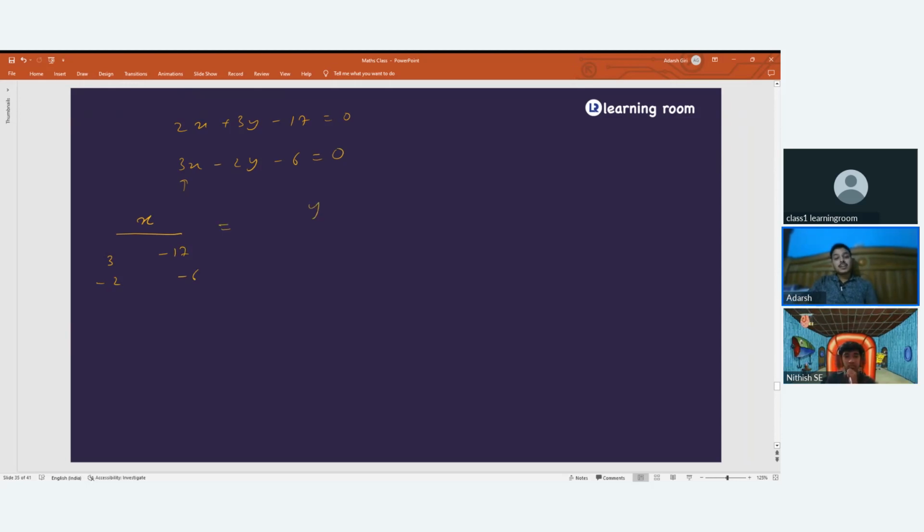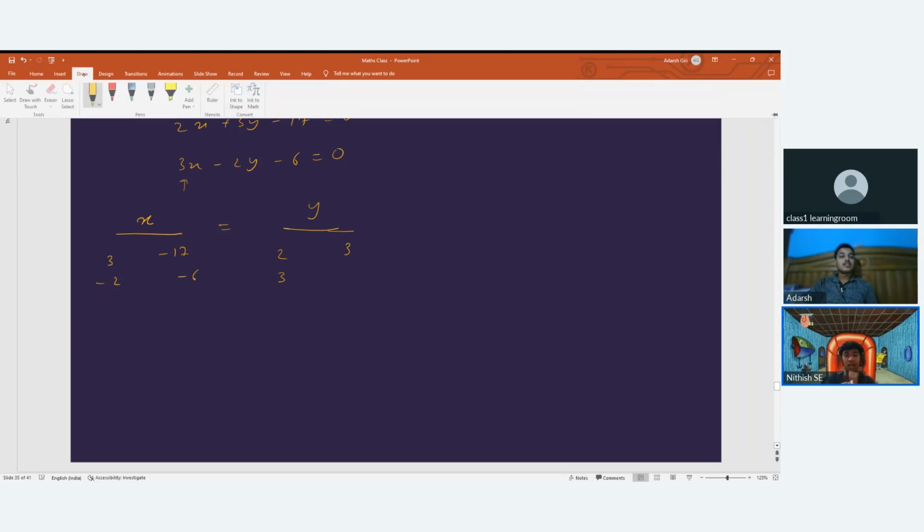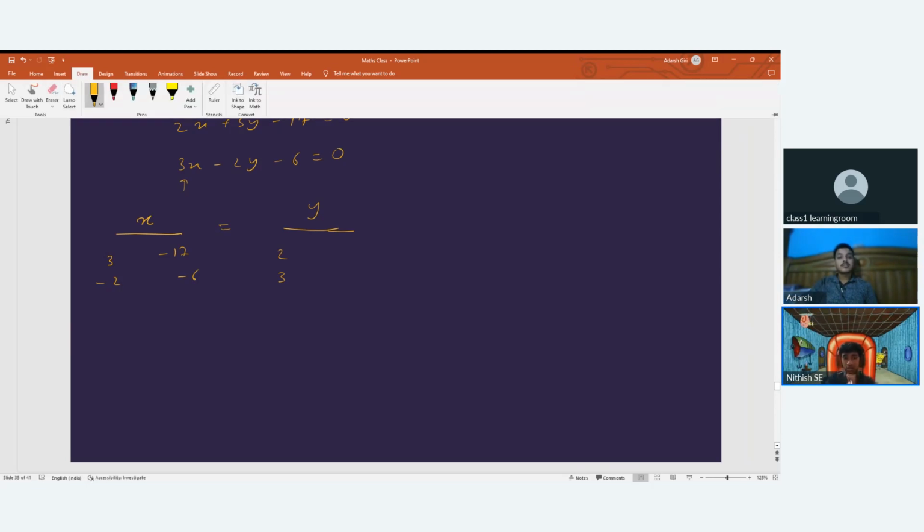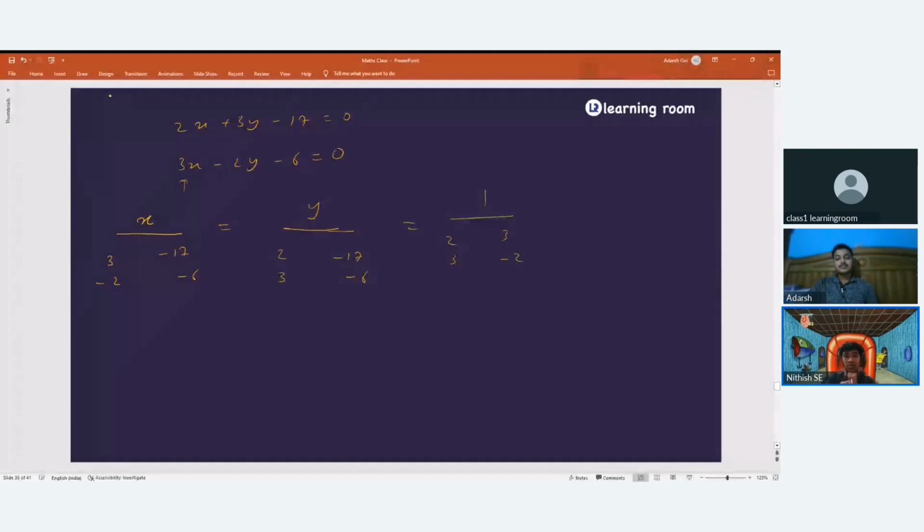Then you have to equate it with y. Now, if you're considering y, you have to leave the coefficients of y. 2, 3, and then minus 17, minus 6. So 1 is equal to 1 by 2, 3, minus 2, plus 3, minus 2. Then what you have to do, you have to cross multiply this and this.